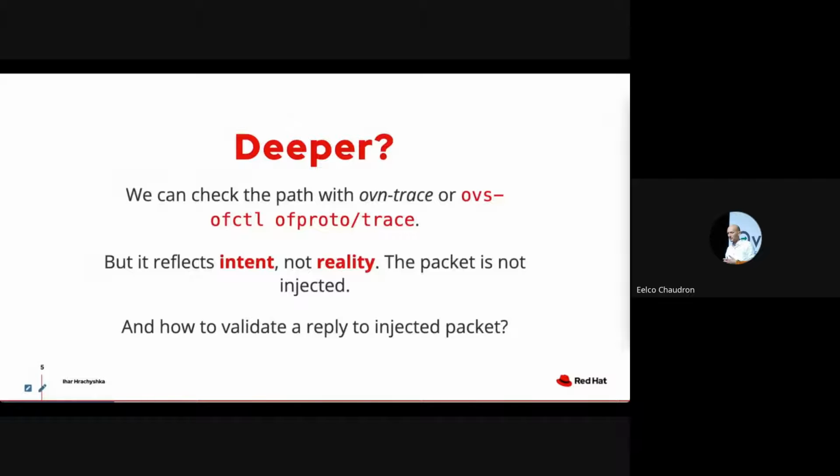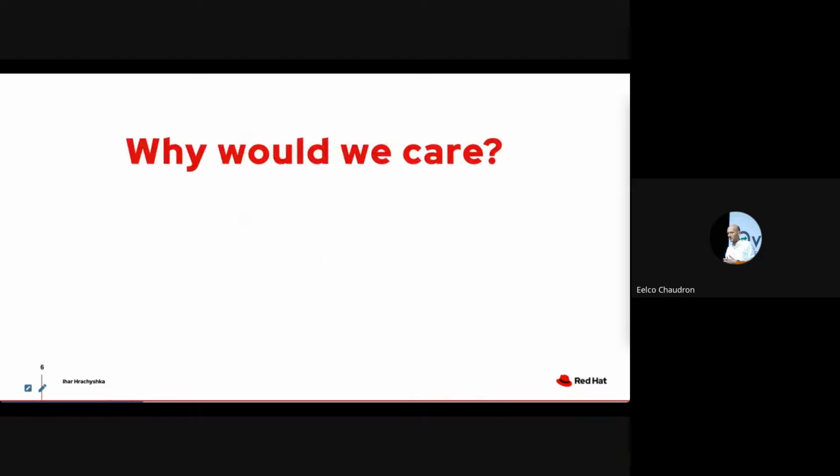What can we do to test deeper? We could use tracing tools like OVN trace. It can show which path OVN believes the packet will take, yet it's only a simulation of the intention. We still don't send a single packet on the wire, and of course we can't receive any expected replies to it. But why would we even care?